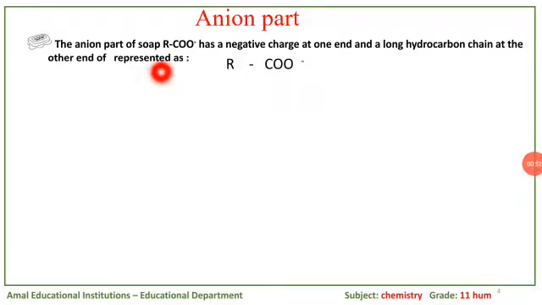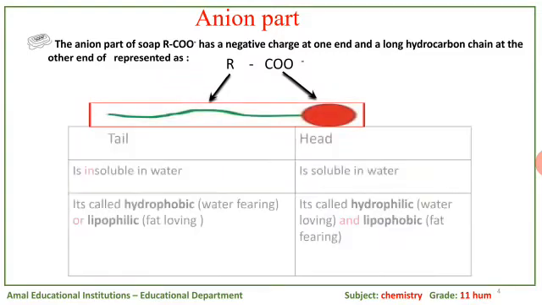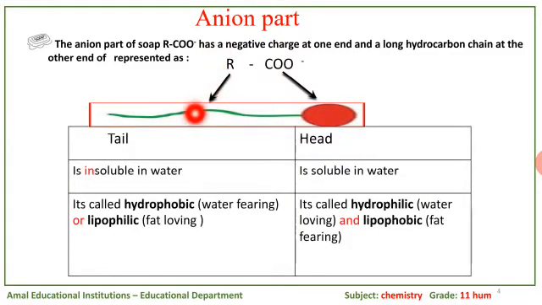The anionic part of the soap, RCOO-, has a negative charge at one end and a long hydrocarbon chain at the other end, which is represented by R. R and COO-: R represents the tail of the anionic part and COO- represents the head of this anionic part. What is the difference between the tail and the head? Tail is insoluble in water, whereas head is soluble in water.